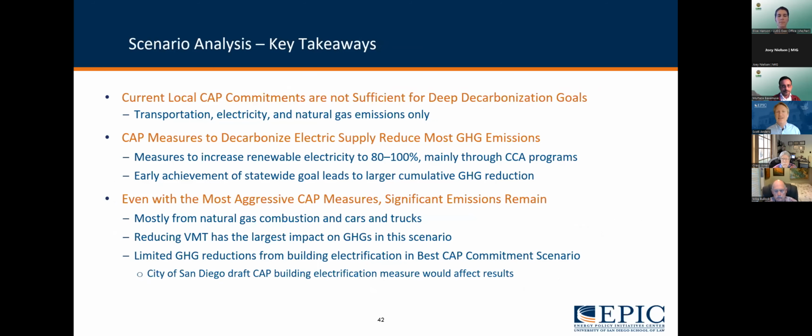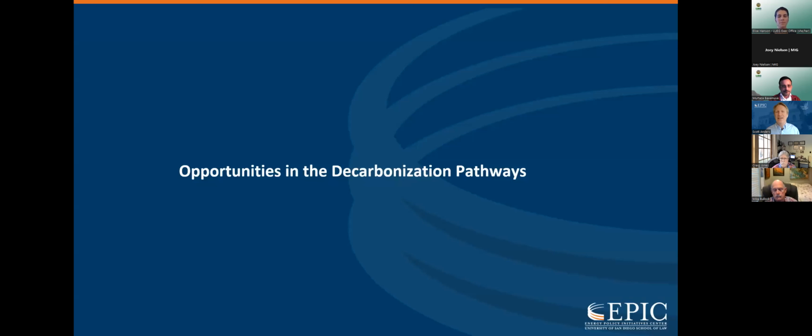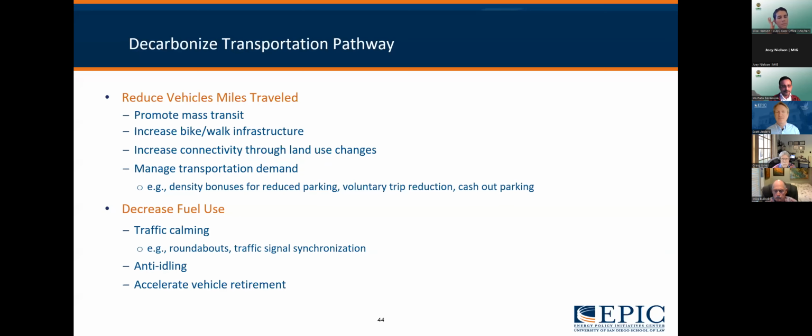So the final slides here, I'm going to go through. Sorry, this is the key takeaways from the scenario analysis. In fact, I covered most of these. So in the interest of time, Andy, let's skip this one. And in this next portion, we look at the key takeaways or the opportunities in each of the pathways. So we'll take it one by one.